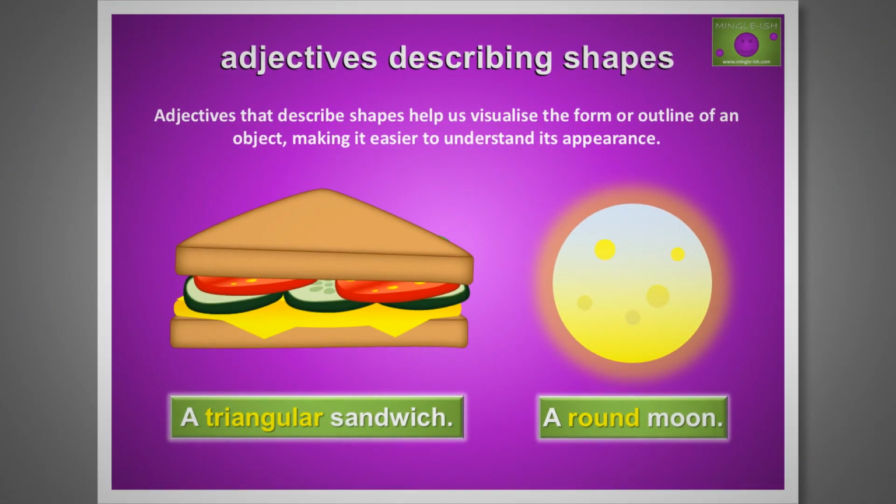Adjectives that describe shapes help us visualize the form or outline of an object, making it easier to understand its appearance. A triangular sandwich. A round moon.